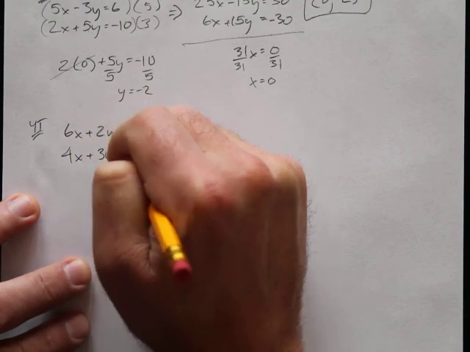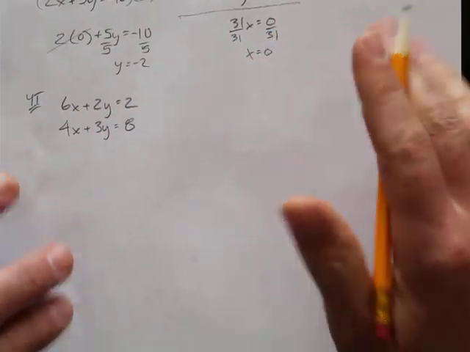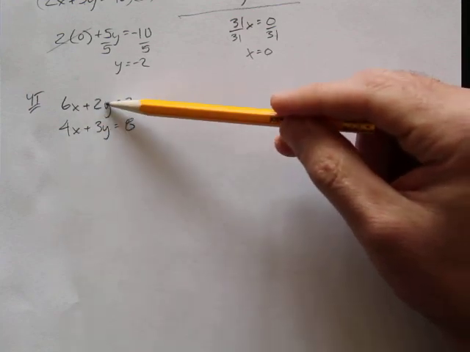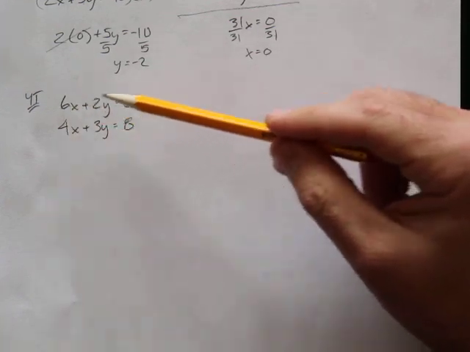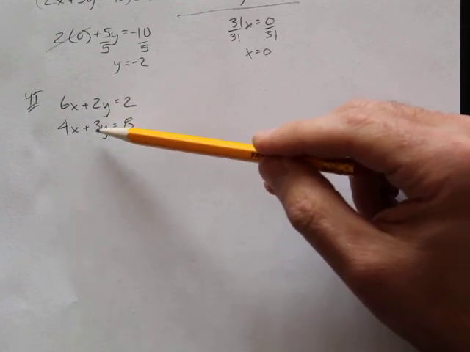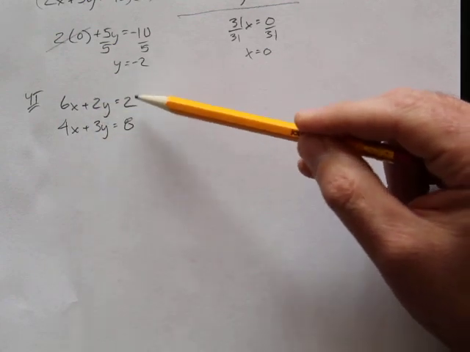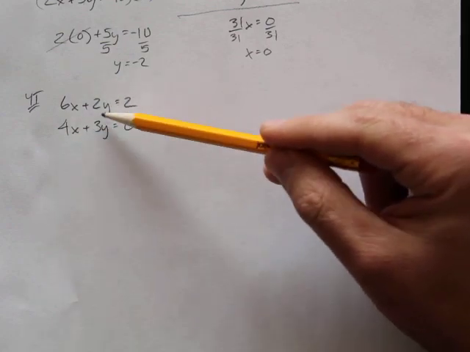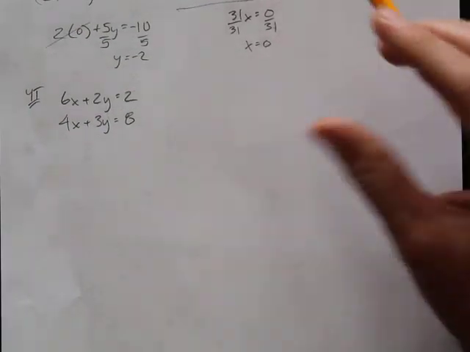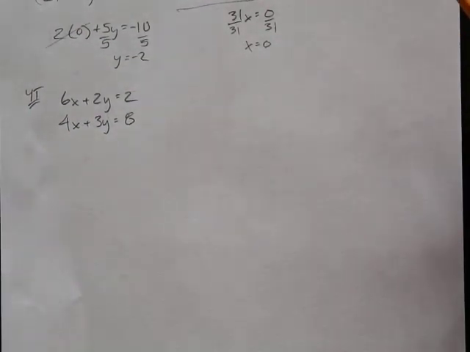Okay, last one, and it is a you-try, and it is 6x plus 2y equals 2, and 4x plus 3y equals 8. All right, so you're going to decide which one you're going to go for. Are you going to go for the x's, or are you going to go for the y's? And what do you need to multiply both of them by to get them to be the same number? Although one of them needs to be negative, and one of them needs to be positive. So go for it. Go ahead and pause and get to work.